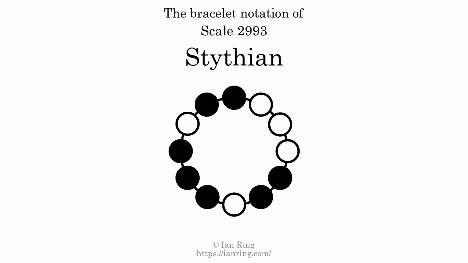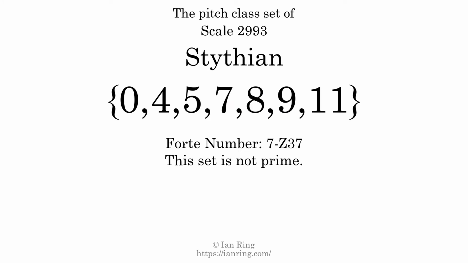This is a bracelet notation diagram of scale 2993. The shaded circles represent tones that appear in the scale, and they are read clockwise, starting at the top. The pitch class set for this scale is 0, 4, 5, 7, 8, 9, 11. The forte class is 7Z37. This set is not prime.